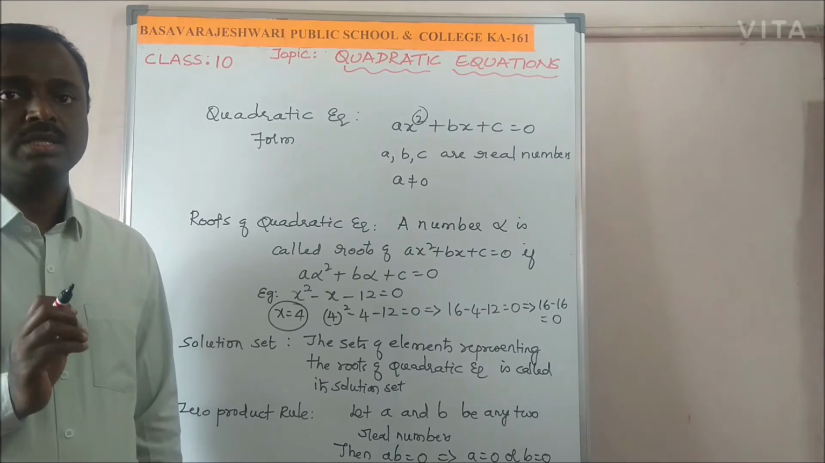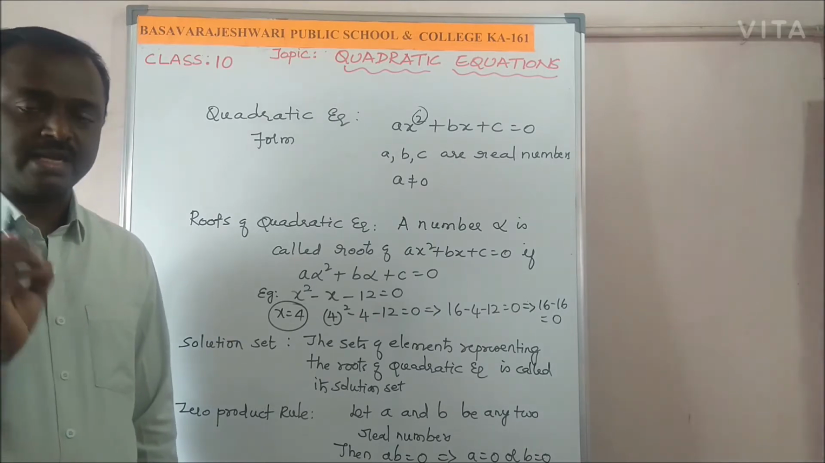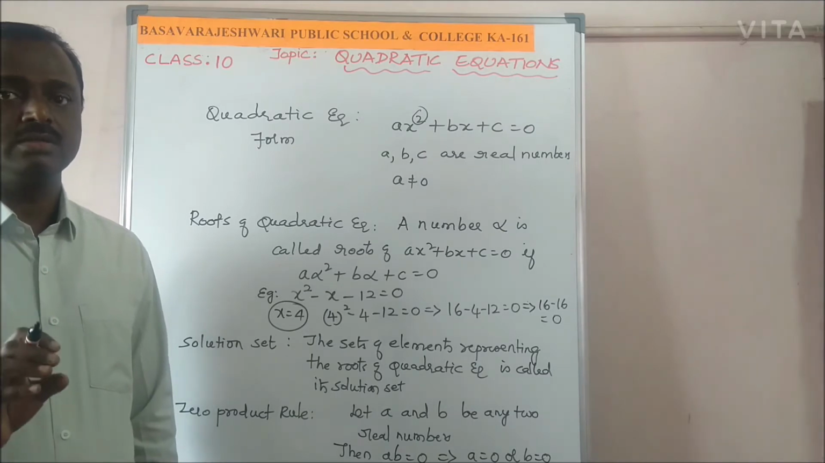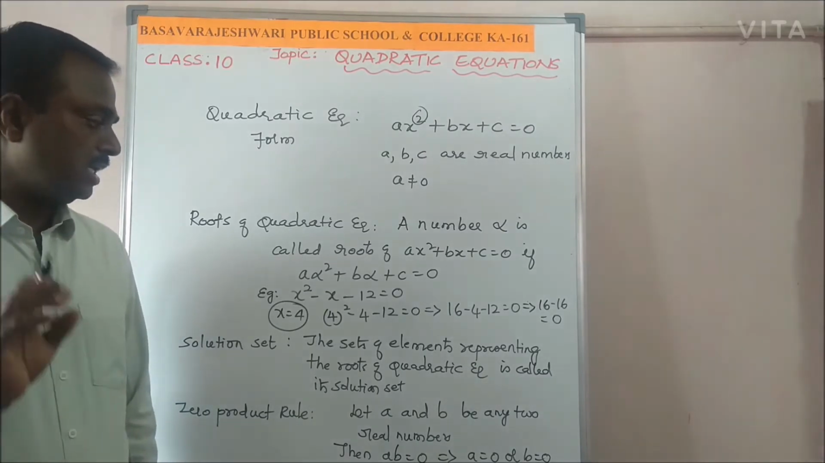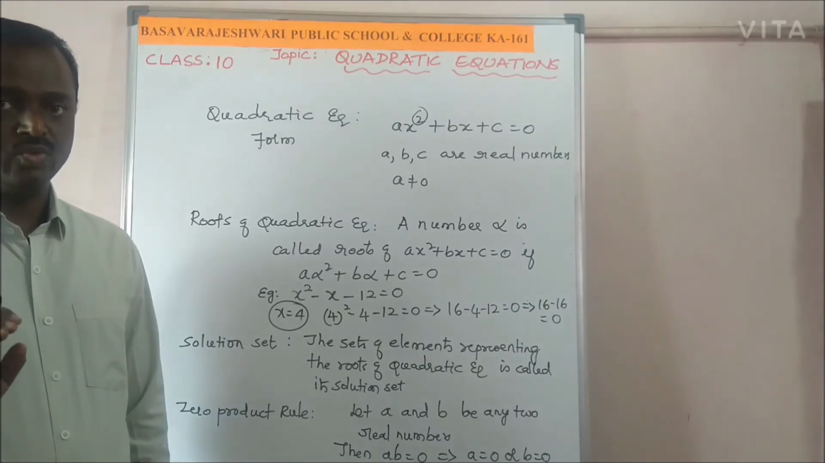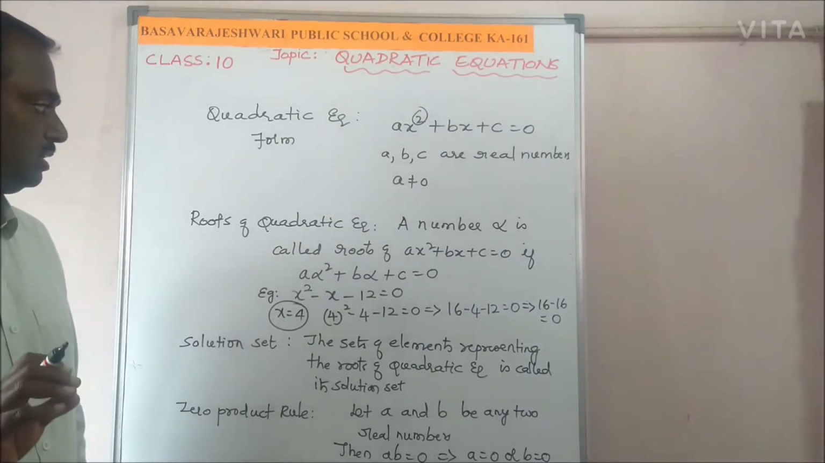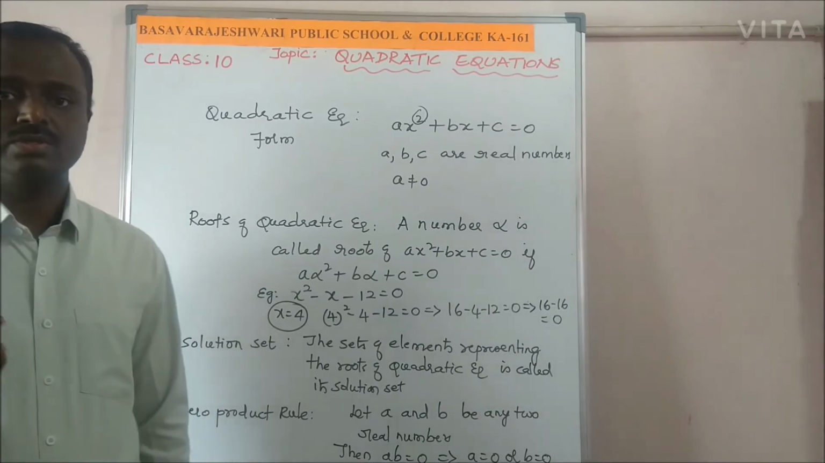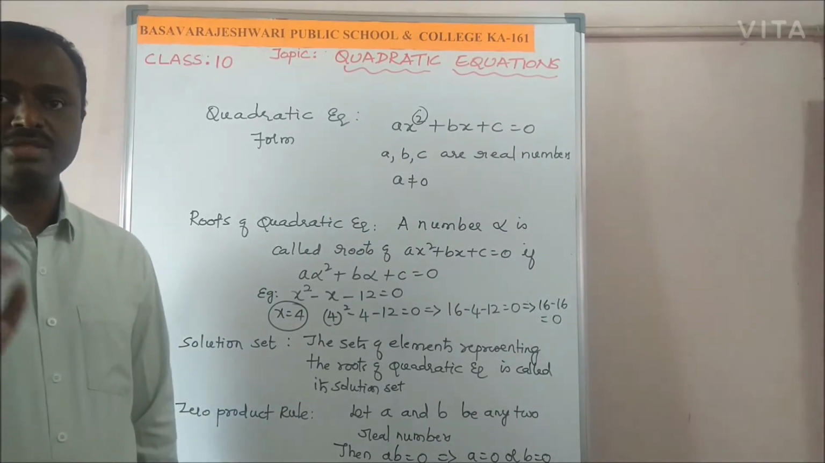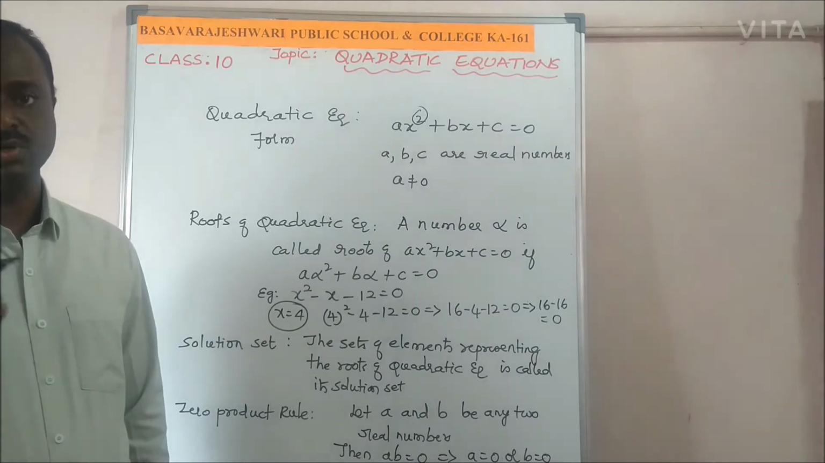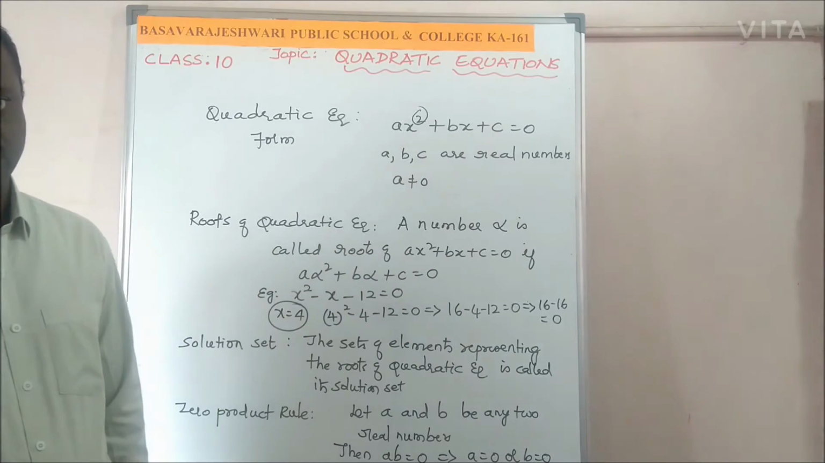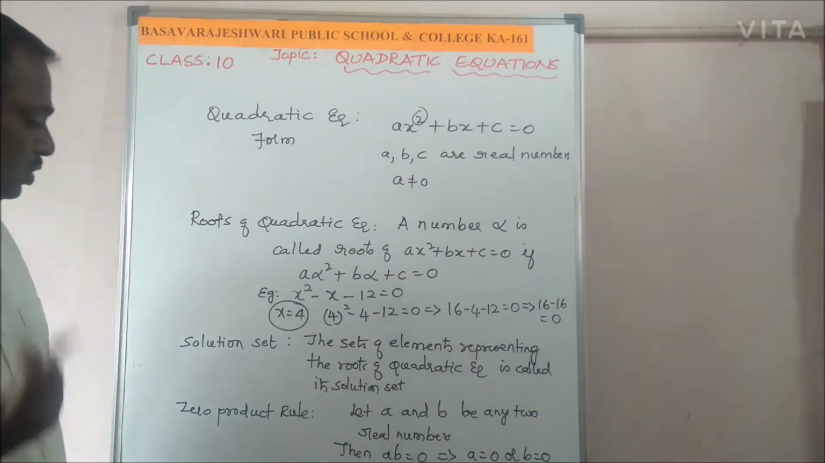Understood now? A number which satisfies the equation is called a root of the quadratic equation. That is, the LHS of the equation should be equal to the RHS of the equation: 0 is equal to 0.